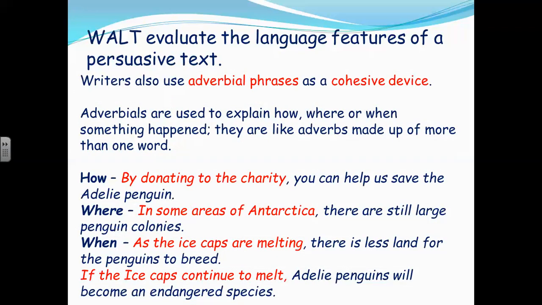Writers also use adverbial phrases as a cohesive device. Adverbials are used to explain how, where, or when something happened. They are like adverbs made up of more than one word. So an example of how is: by donating to the charity, you can help us save the Adelie penguin. An example for where: in some areas of Antarctica, there are still large penguin colonies. Examples of when: as the ice caps are melting, there is less land for the penguins to breed. Or: if the ice caps continue to melt, Adelie penguins will become an endangered species.